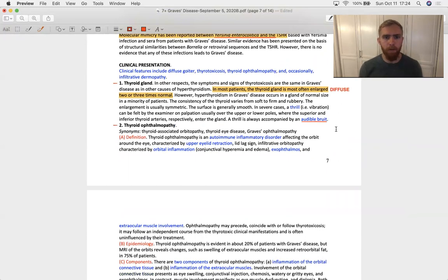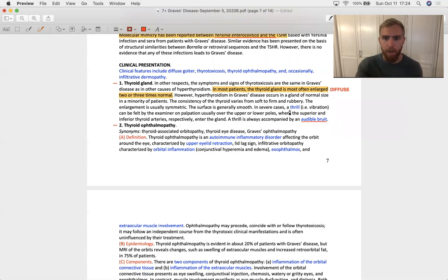So how does hyperthyroidism or thyrotoxicosis affect the thyroid gland? Well, it's going to be diffusely enlarged in most patients, and that's going to set it apart from something like a thyroid cancer or nodule. But some patients with Graves' disease will have a totally normally sized thyroid. So this is not what's making your diagnosis for you.